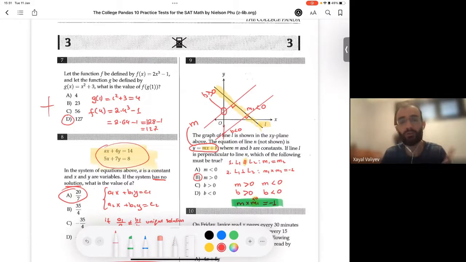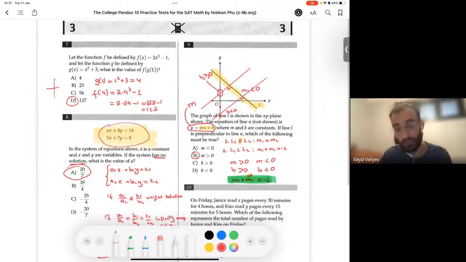You can only determine the thing about the slope. That's why we only stick with the slope and found the correct option, which is B. Did you get it?